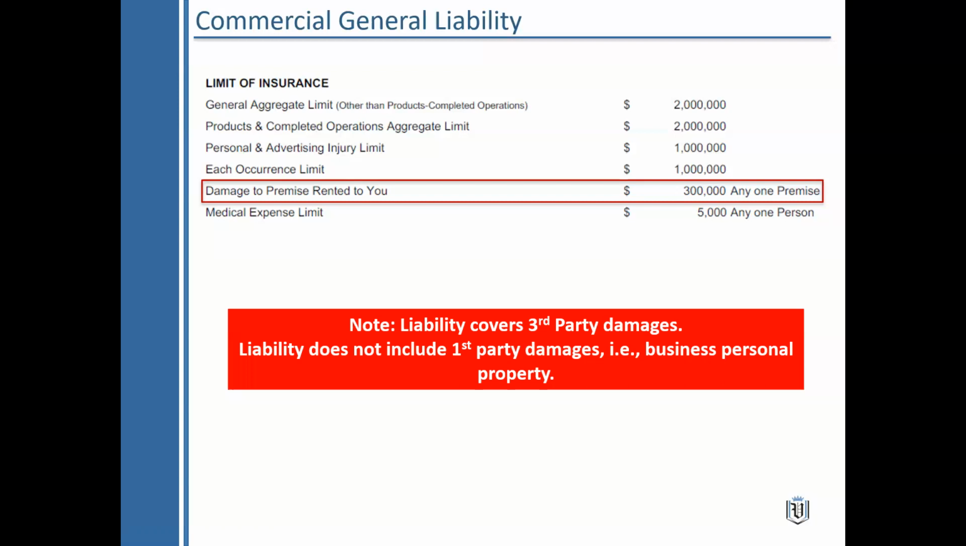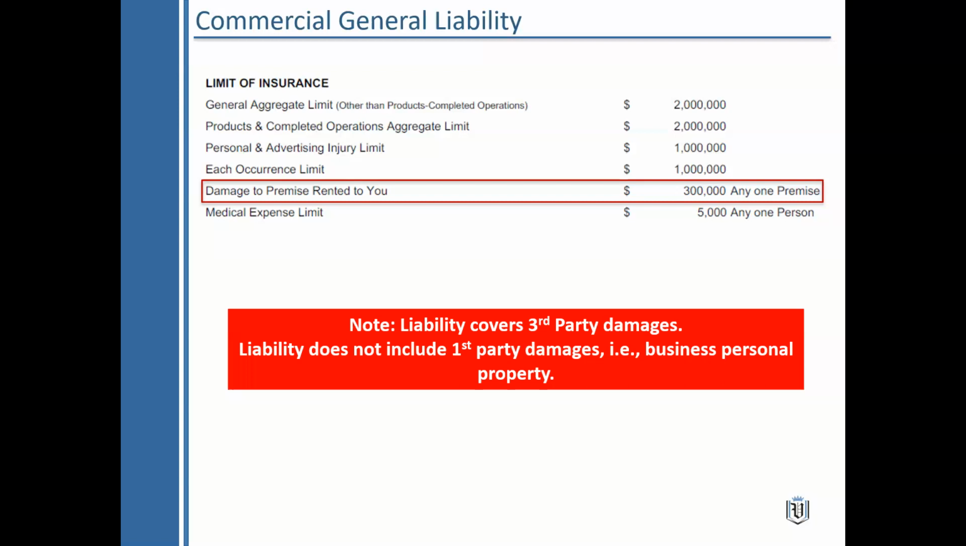Sure. So if I'm a shared kitchen and I have a tenant come in, because you're going to have an agreement with a tenant, right? But let's say they bring an employee in and they slip and fall. That is a third party damage. There's damages to somebody else. But if I have a fire and my business personal property is burnt, that's not going to be covered by liability. That's going to be covered by your own property coverage.